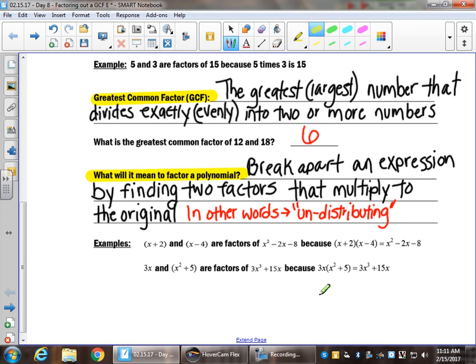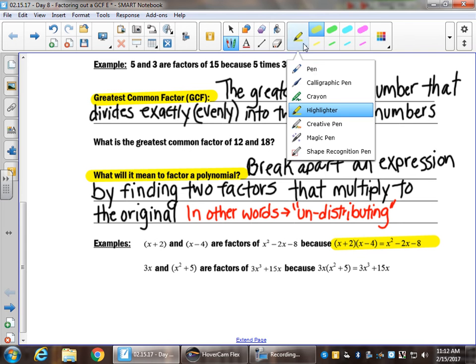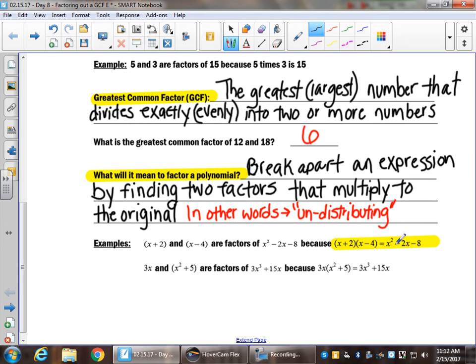So we have to get x plus 2 and x minus 4, when we multiply them, we are distributing each term, right? Now, we're going to be given an expression, and we have to undistribute to get the factors of it. Does that make sense? Okay.